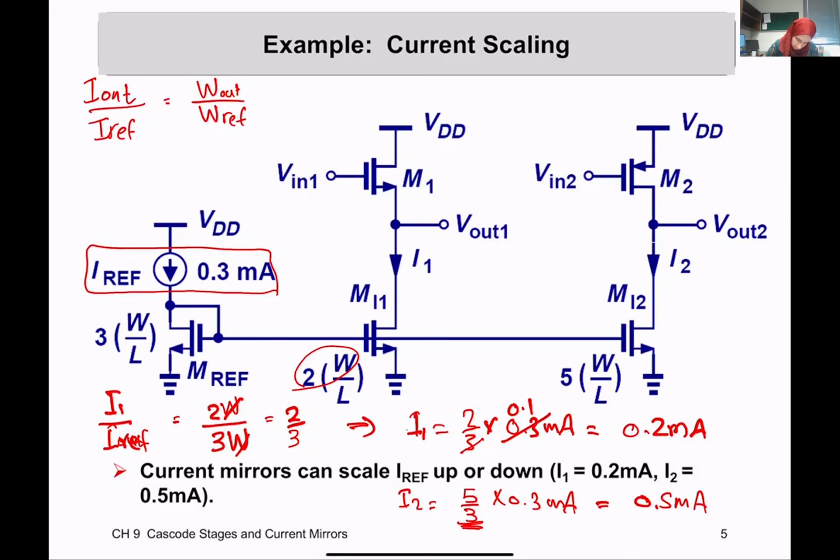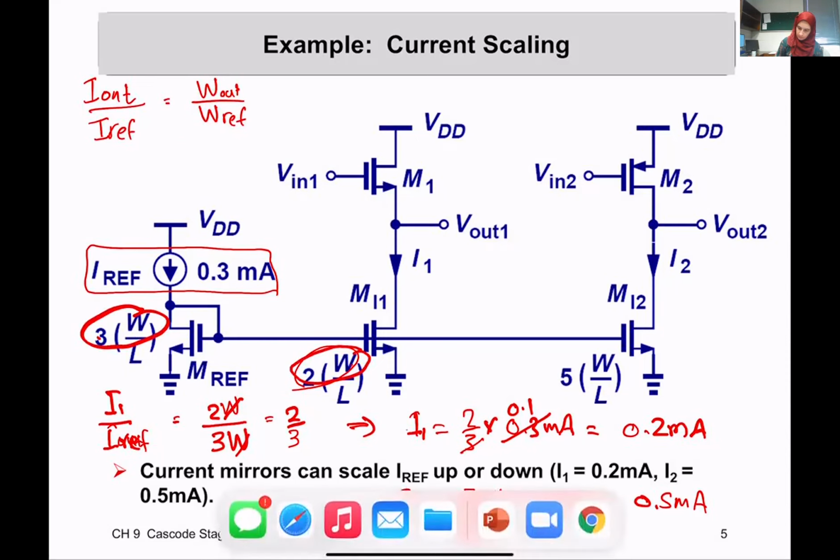So I1 over IREF equals the width of transistor M1 divided by the width of the reference transistor. So here the width is 2W and here it's 3W. Therefore it will be 2W over 3W. You need to make the ratios every time.